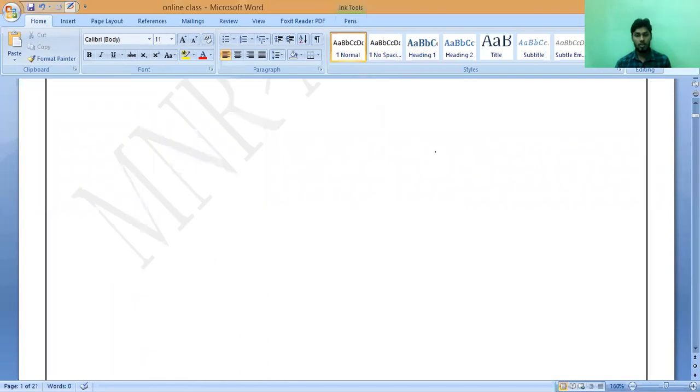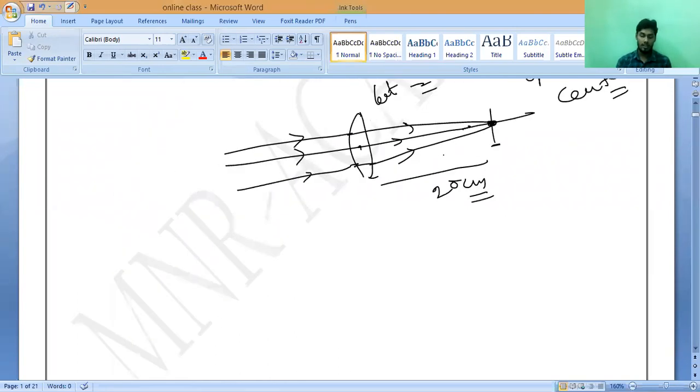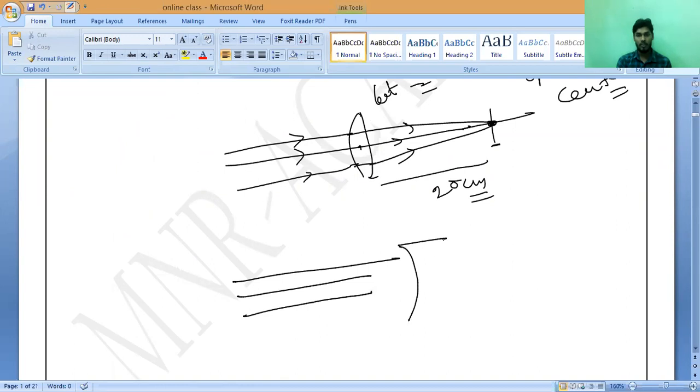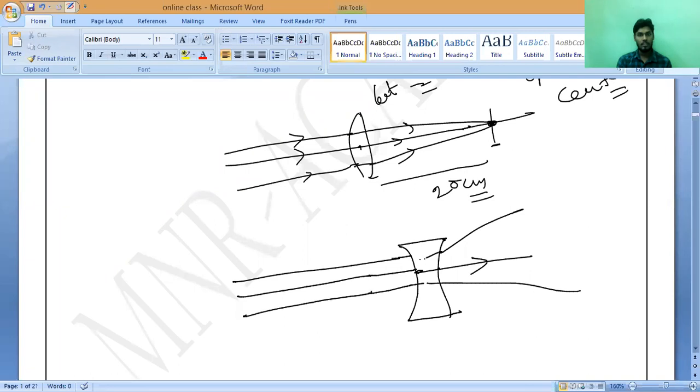So let us come to the concave lens, diverging power. Suppose you observe very carefully. Here also the same thing. All of you observe this parallel beam of light rays. This is the optical center, let us imagine. This light ray will go straight.